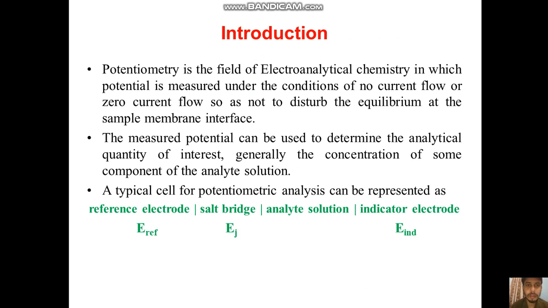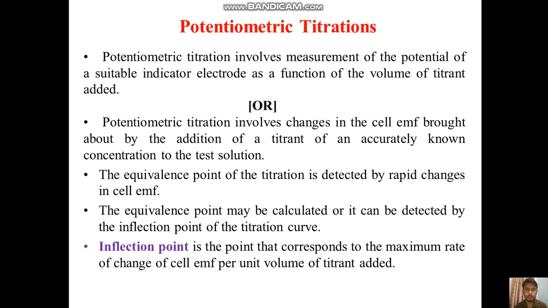What is potentiometry? Potentiometry is the field of electroanalytical chemistry in which the potential is measured under the conditions of no current flow or zero current flow, so as not to disturb the equilibrium at the sample membrane interface. And the measured potential can be used to determine the analytical quantity of interest, generally the concentration of some component of the analyte solution. A typical cell for potentiometric analysis can be represented as a reference electrode, then salt bridge, analyte solution, and indicator electrode.